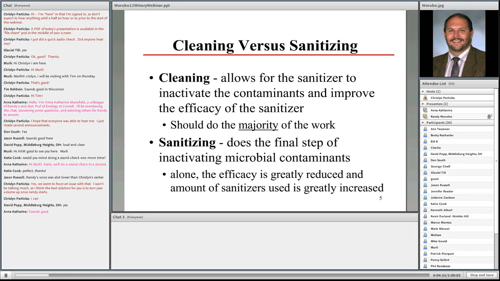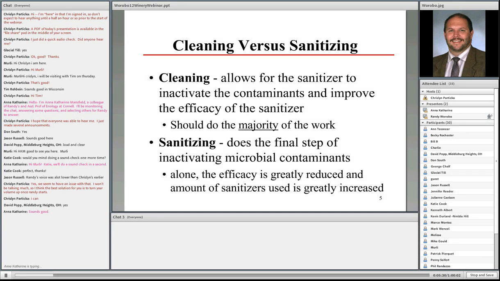By eliminating that dirt, it allows the sanitizer to do the job that it's prescribed to do. Anytime that you have incomplete cleaning, the sanitizer's effectiveness is compromised. If you don't have the dirt removed, the majority of your sanitizer is going to be bound up by that organic material, and any contaminants that are embedded or even hidden by the organic material or dirt.